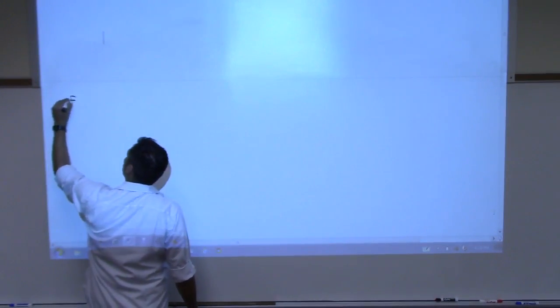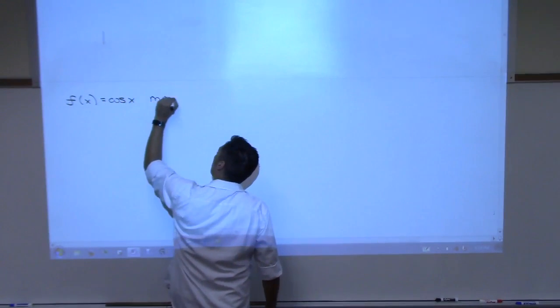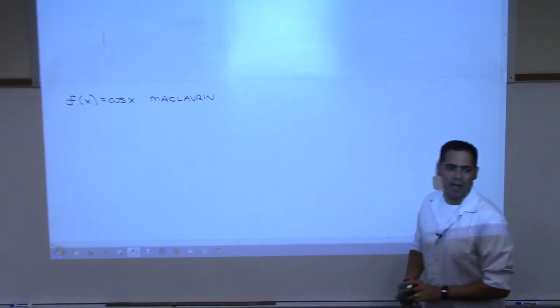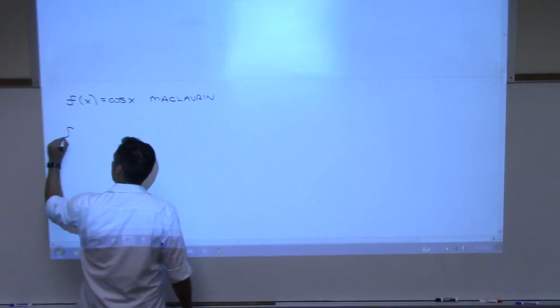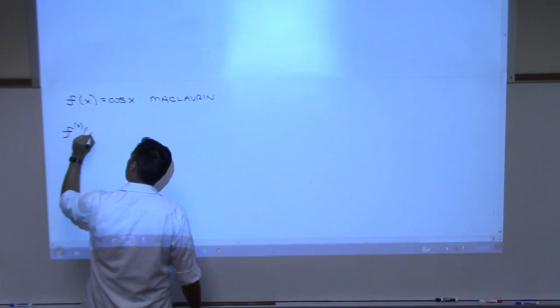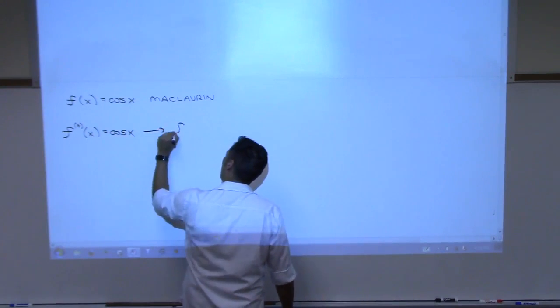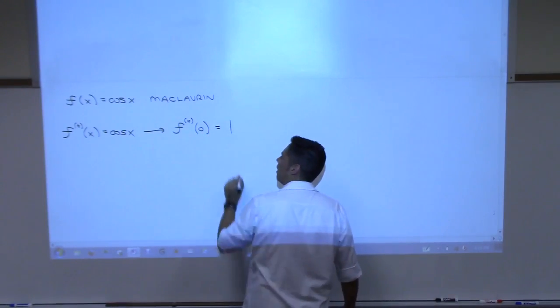All right, f of x equals cosine x. We're going to do Maclaurin. Ready? The Maclaurin for cosine. So I'm going to start taking derivatives. The zeroth derivative of this is itself. Plug in what? 0. Cosine 0? 1. Okay.